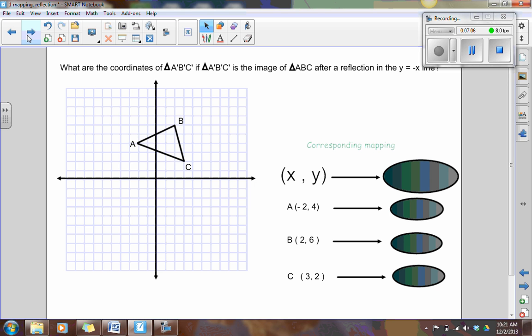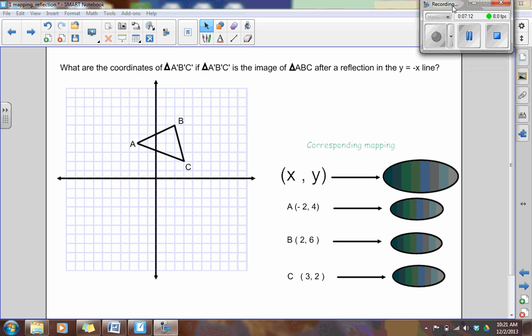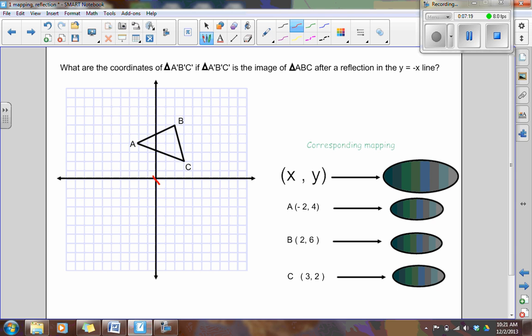Okay, we can also reflect shapes. We're going to reflect this triangle in the y equals negative x line. So if you can imagine that's a line with a y-intercept of 0, and it has a slope of negative 1.